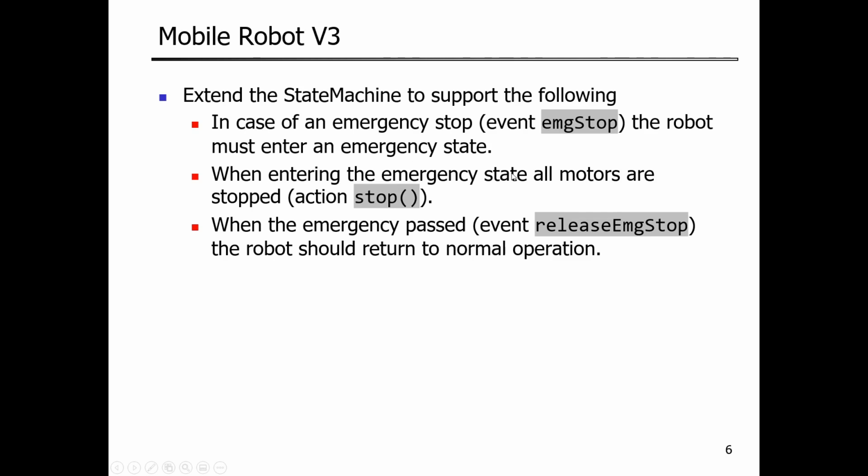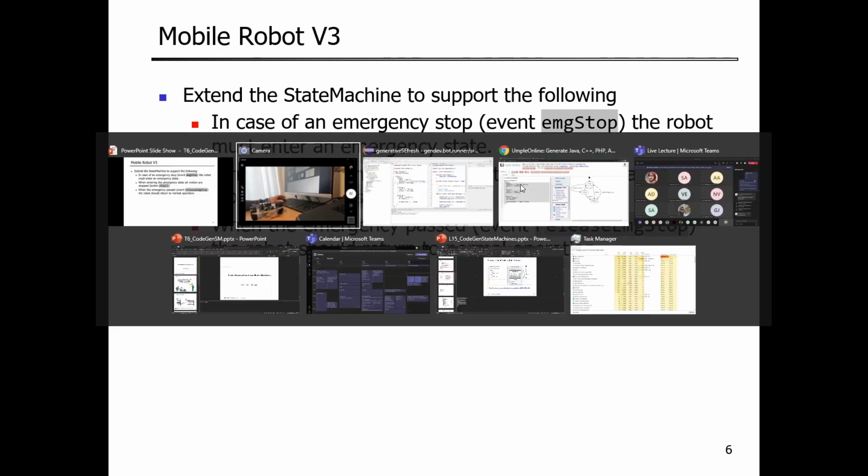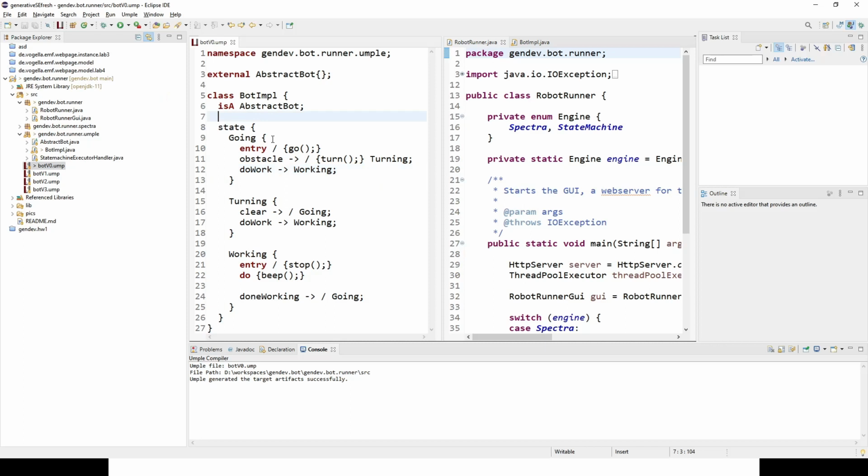And then when entering the state, all motors are stopped. So again, we'll have an entry action. And then when the emergency passed, the event release emergency stop appears. And this means the robot should return to the normal operation. So the normal operation is everything other than the emergency stop state.